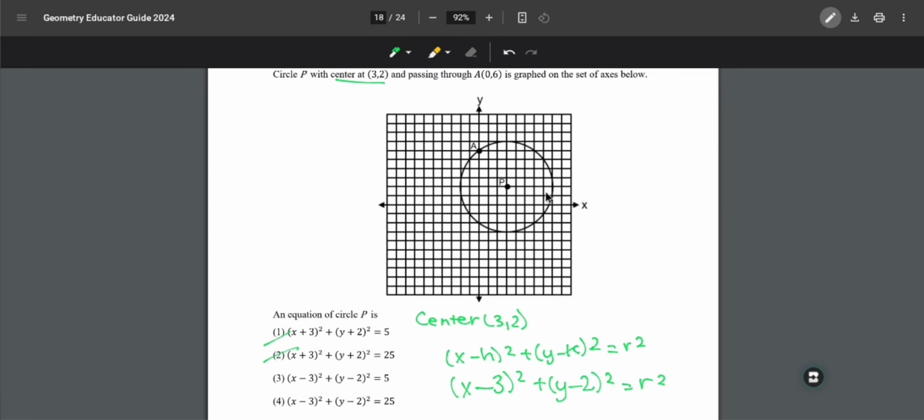So I have my circle, and I can determine my radius. I can go from my center to the edge. So if I go from my center to the edge, I go 1, 2, 3, 4, 5. So I know my radius is 5 because the radius is just half of the distance. Okay, so it's 5. My radius is 5.